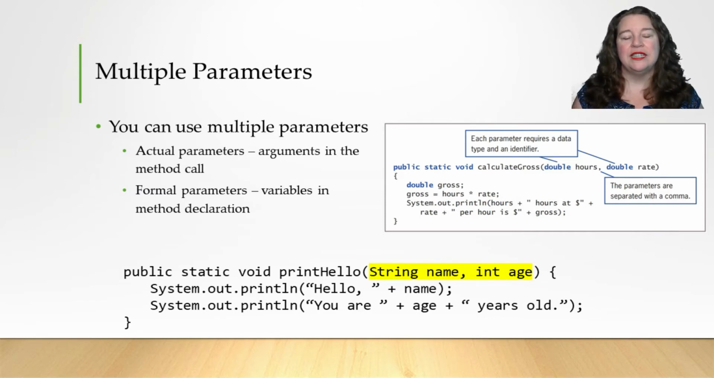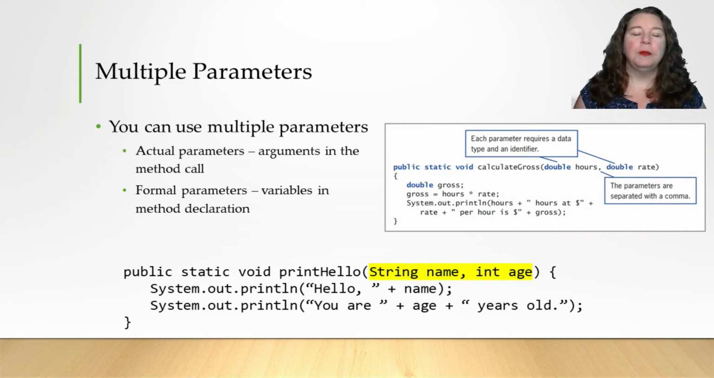Actual parameters are inside of the method call. So when I call the function print hello and I'm passing things in, so I'm saying name, comma, myAge, whatever it happens to be in my hello method, the ones inside the method call are the actual parameters. Formal parameters are the ones that are in the declaration. So in this example here with the print hello, the string name and the int age that are highlighted, those are formal parameters. They are the ones that are actually being used inside of your declaration for your method.